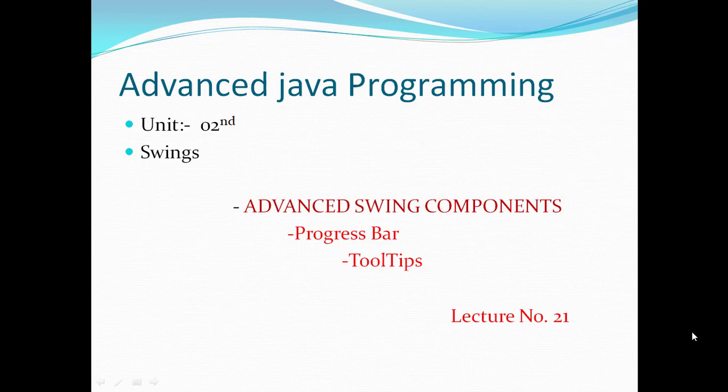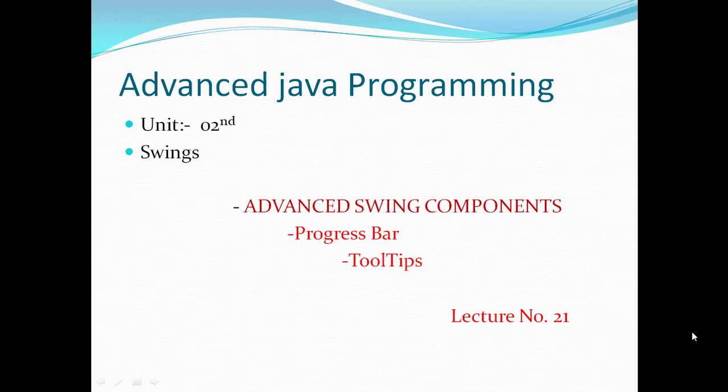A progress bar is a control which shows the progress of a task. Whenever we are performing any task like copying data from one drive to another drive, one folder to another folder, or from a pen drive to any folder in the system, the progress of that task is displayed on the screen as a percentage, 1%, 2%, 3%, and so on. That is called the progress bar control.